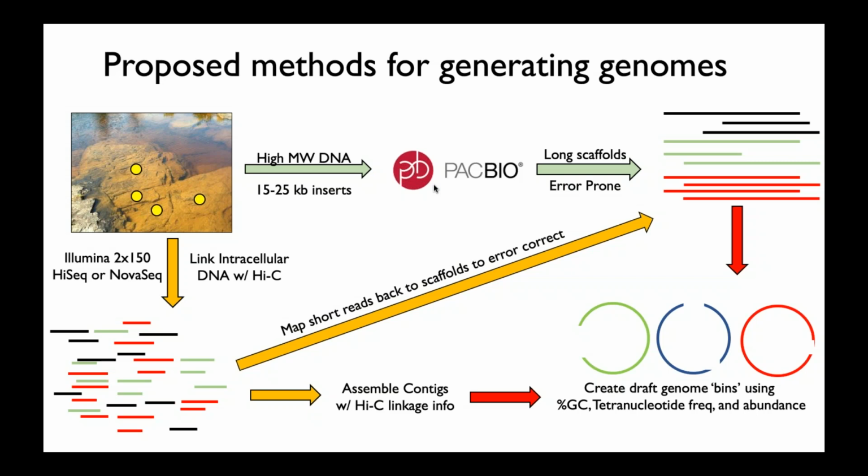And then also pair that with the power of Illumina, not only to polish the reads that we're getting out from PacBio, but also use a Hi-C technique where we can actually link intracellular DNA together before we sequence, right? This would help us generate these long draft genome maps that we can get from the PacBio and also from the short-read Illumina.